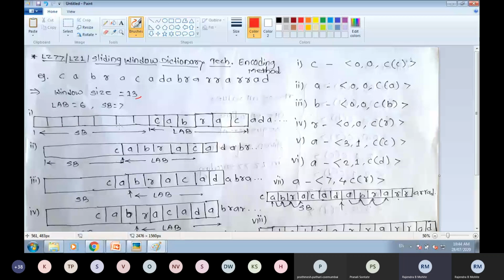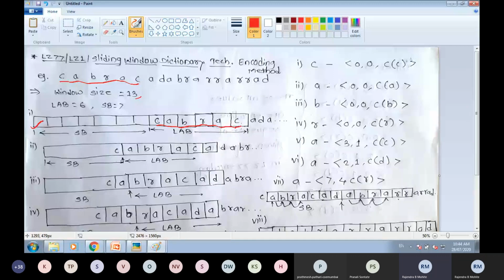First of all, you can draw the window. That window can consist of various blocks: one is the look ahead buffer, and the other is the search buffer. So you can start from the first to the next 5. We are going to use 6 alphabets here, placed in the look ahead buffer with the same position numbers as given in the sequence.